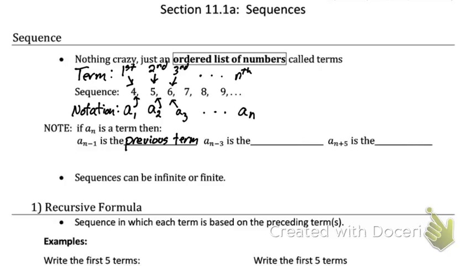So this is just the term before. So n minus 1 tells me the term before. Well, that means n minus 3 is going to be the 3rd term prior. Once again, if I was talking about my 8th term, that would have been A sub 8. 8 minus 3 is 5. That would be my 5th term. That's 3 before it. A sub n plus 5 would be 5 terms after, so it would be the 5th term after.